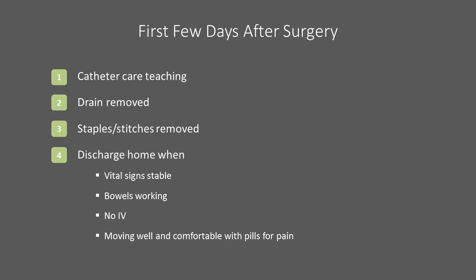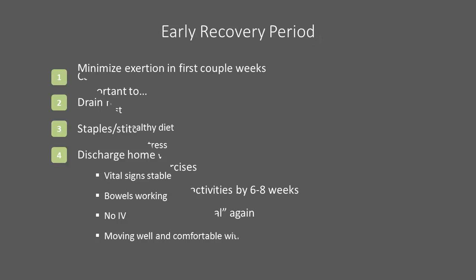Over the first few days after surgery, you will learn about how to care for your catheter. The drain will eventually be removed, as will the staples in the skin, although these may come out after discharge. You will be discharged home when your vital signs are stable, your bowels are working, you no longer require an IV line, and you are moving well and comfortable with pills for pain control.